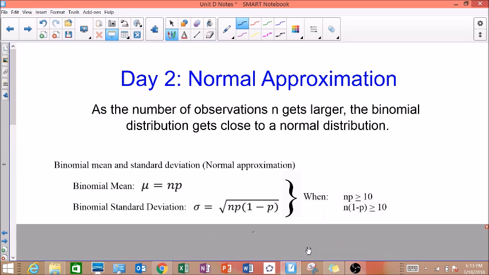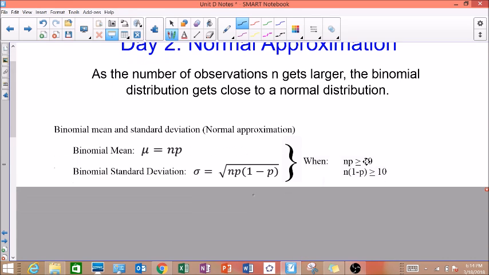But exactly how many observations do we need? Well, once you identify your n and your p, and you multiply them together, as long as this is greater than or equal to 10, you can use the normal approximation. But n times 1 minus p also needs to be greater than or equal to 10 in order to use this approximation.